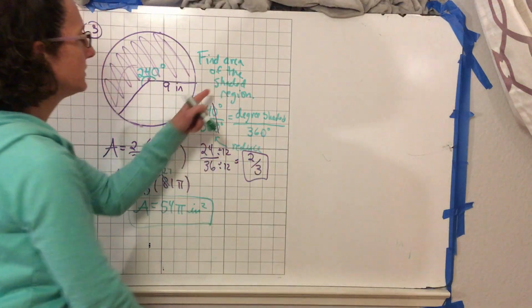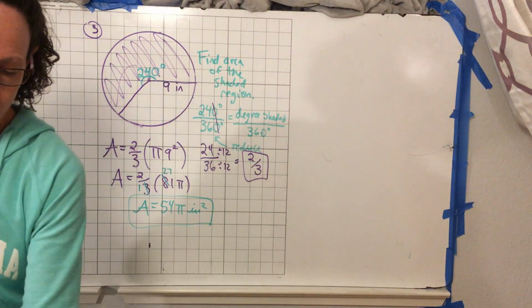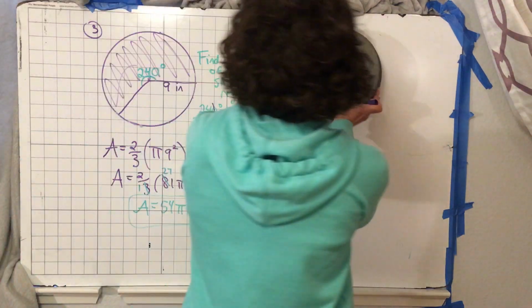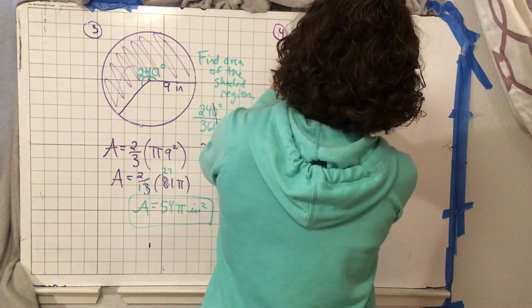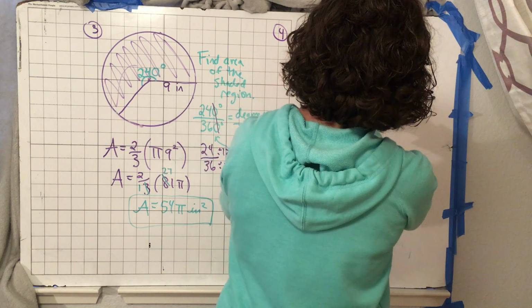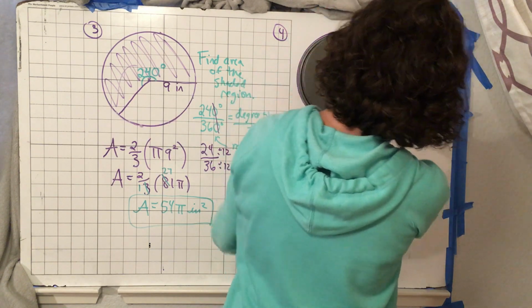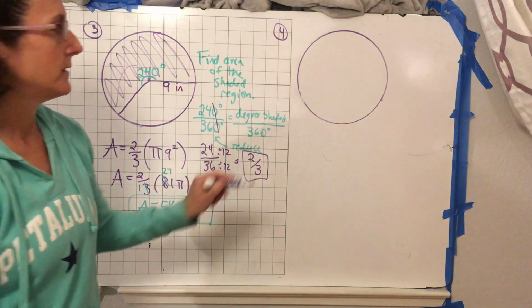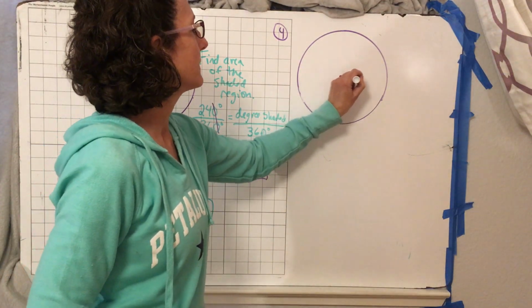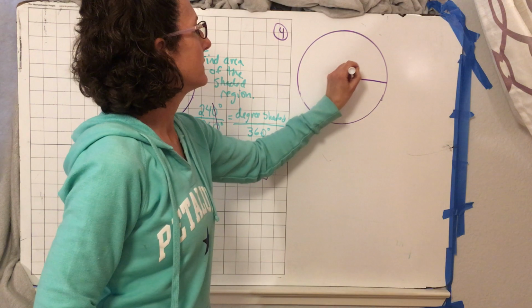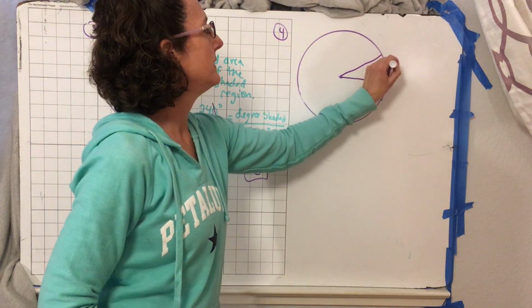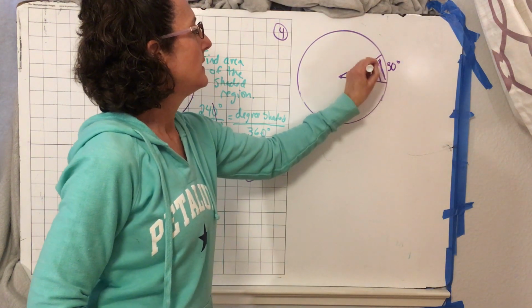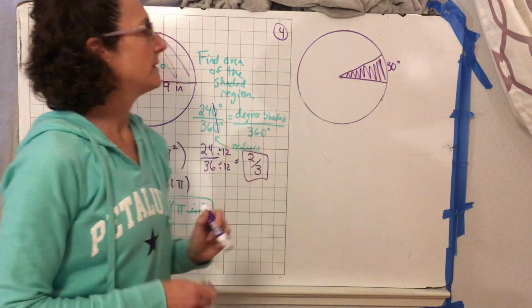So the directions are find the area of the shaded region. Let me go ahead and draw my circle. So the center is like here. I'm going to go straight out, and I'm going to go straight up, and I'm going to tell you that this arc is 30 degrees. And I want you guys to find me the area of that.